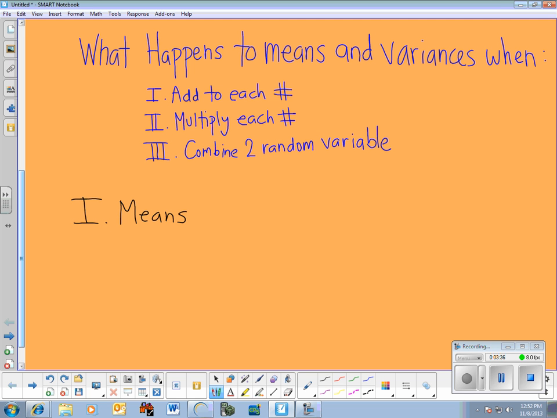Here is our first rule for means. Mu sub a plus bx. That should look kind of familiar. We did something similar to this early on. Is equal to a plus b mu x. And it looks more complicated than it is.